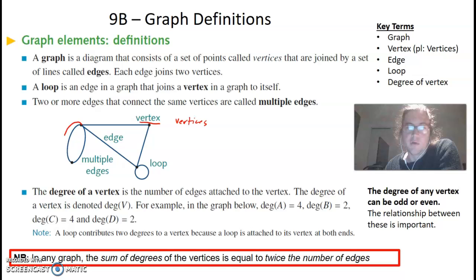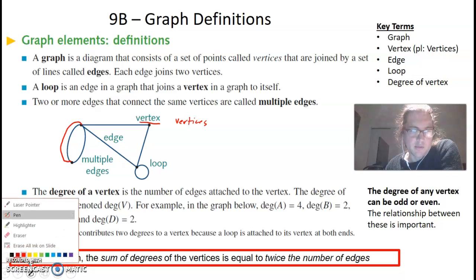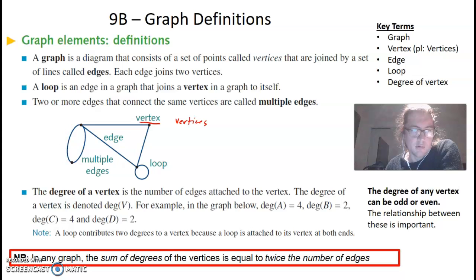You could have a third edge like that if you wanted to. There's no limit to how many you can have on a graph. I want to erase that though now. How do I do that? Eraser, so I get rid of that.